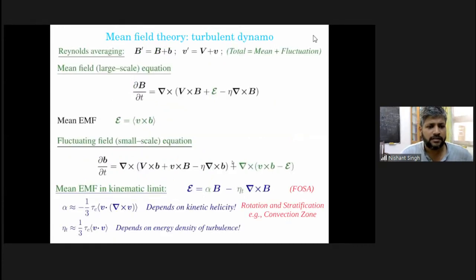I will skip this, how exactly one does a turbulent dynamo theory, because there is absolutely no time. It's also an experience for me, and for us in future, that one lecture for solar physics is basically, it's better not to have it actually.